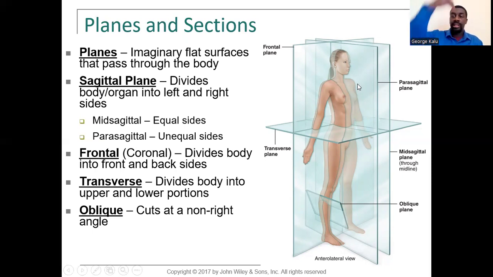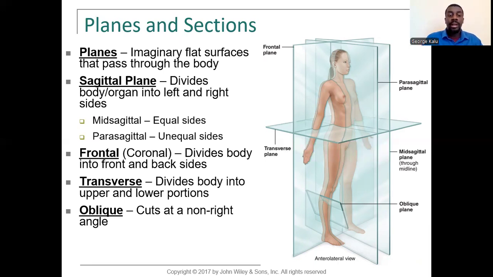A sagittal plane comes from the top down, a vertical plane that separates the body into the left and right sides. Within that, you can have what's called a mid-sagittal plane, which will cut directly in the middle, so you have equal left and right sides, or a parasagittal where you cut off center, and so you have unequal sides. One side is bigger than the other, but it's still going to separate the body into left and right.